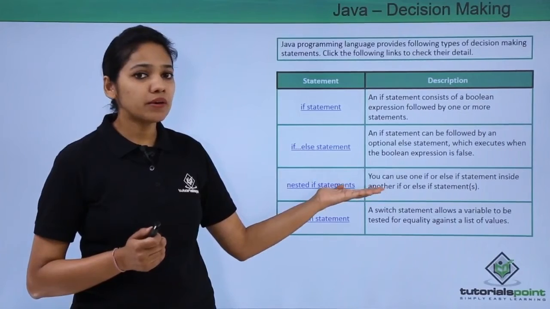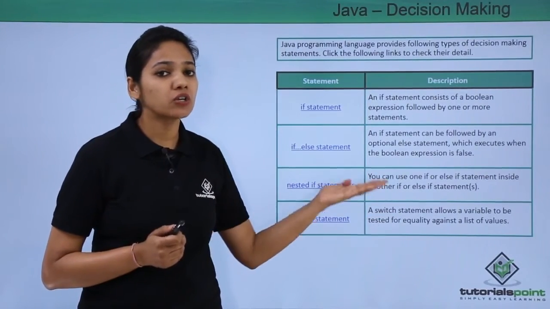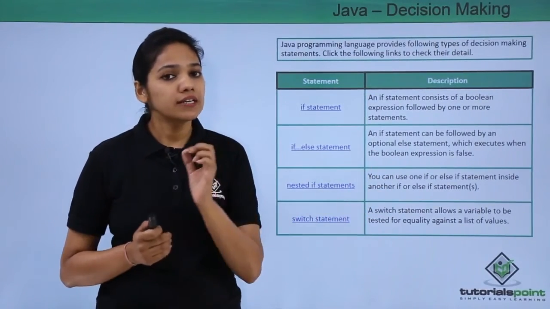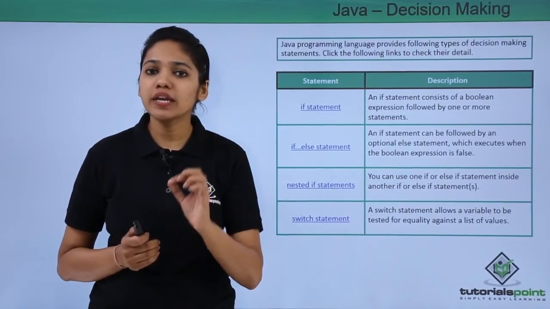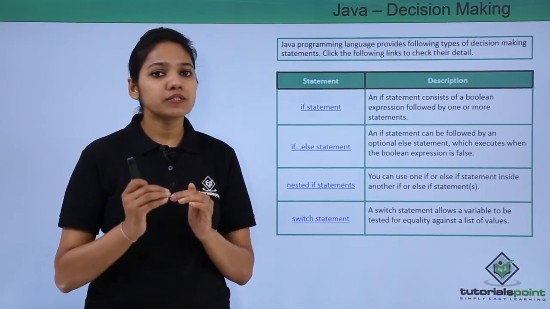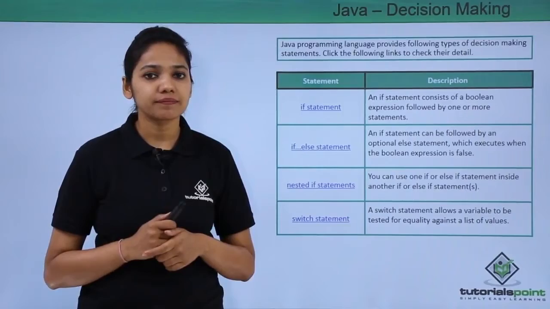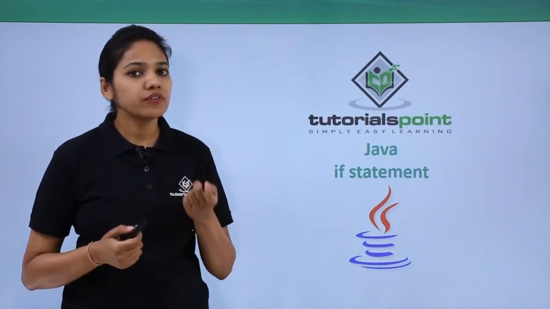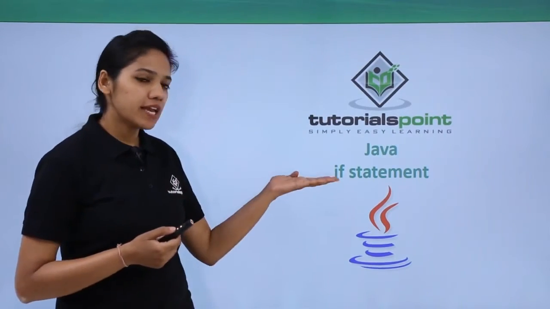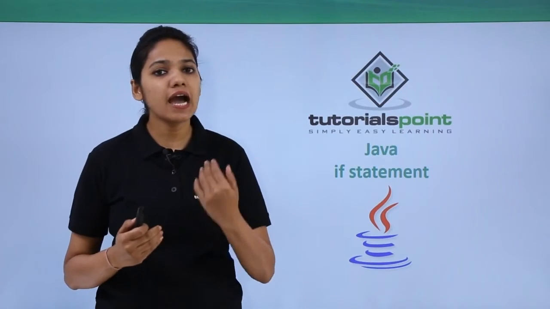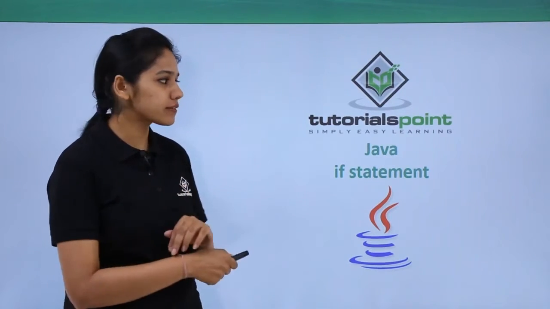So we need to remember, in Java we have a topic or a concept called decision making, where you can execute your program on the basis of some decisions. So the first kind of decision making statement is the if statement. So let us understand how an if statement works.